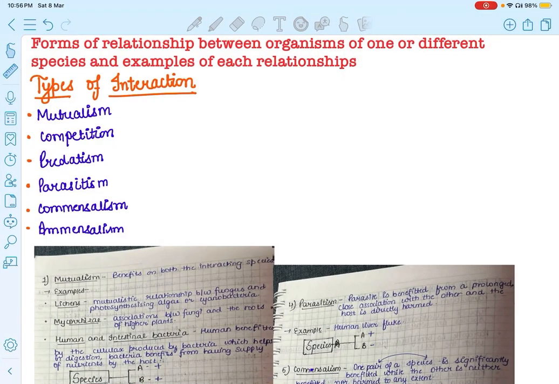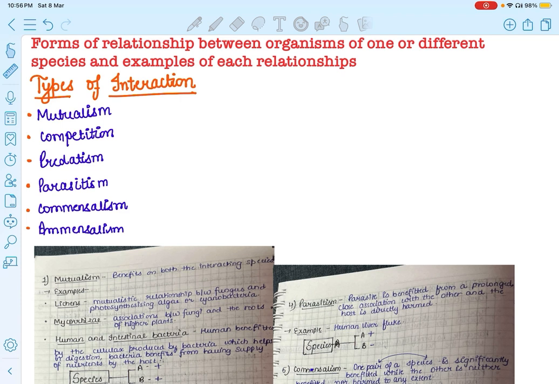Today we are going to discuss question number 2 of your parasitology. So this question is asking about the forms of relationship between organisms of one or different species and examples of each other. First of all, this is asking about the relationship between organisms of one or different species, not parasitology. Okay, parasitology is a part of it, but it's actually in general talking about the interaction between the species.